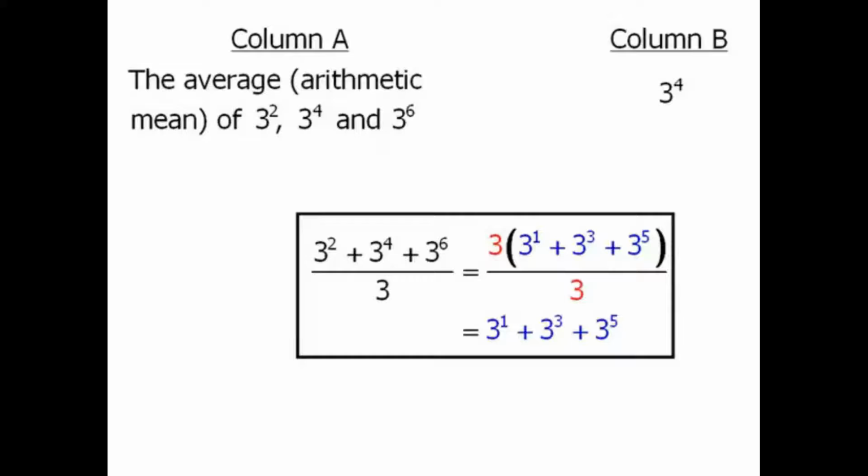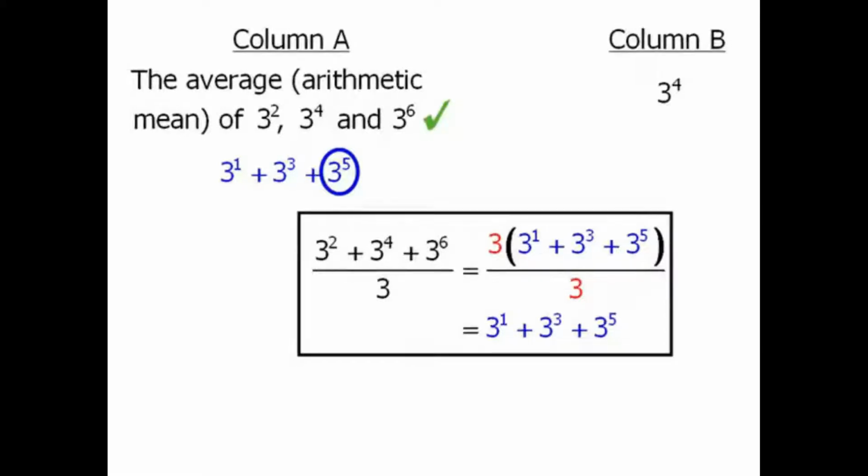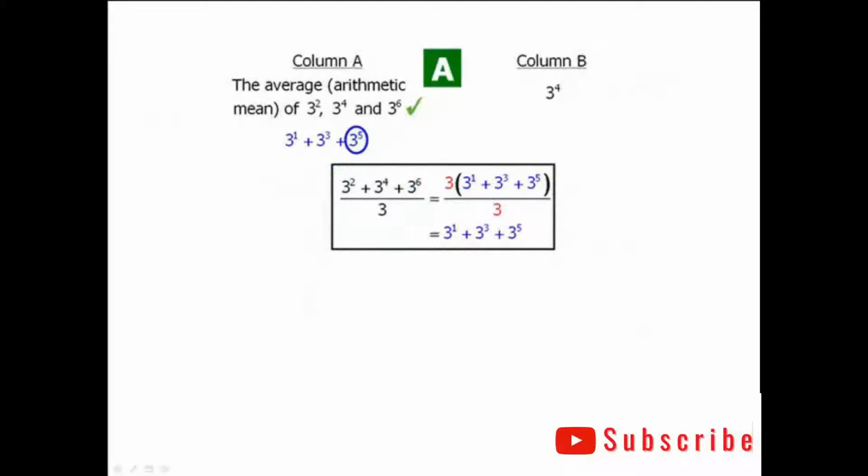So this is the value of column A, and we're comparing this with column B, 3 to the power of 4. Now notice that this portion right here is already greater than column B. So as such, column A must be greater than column B, which means our answer is A.